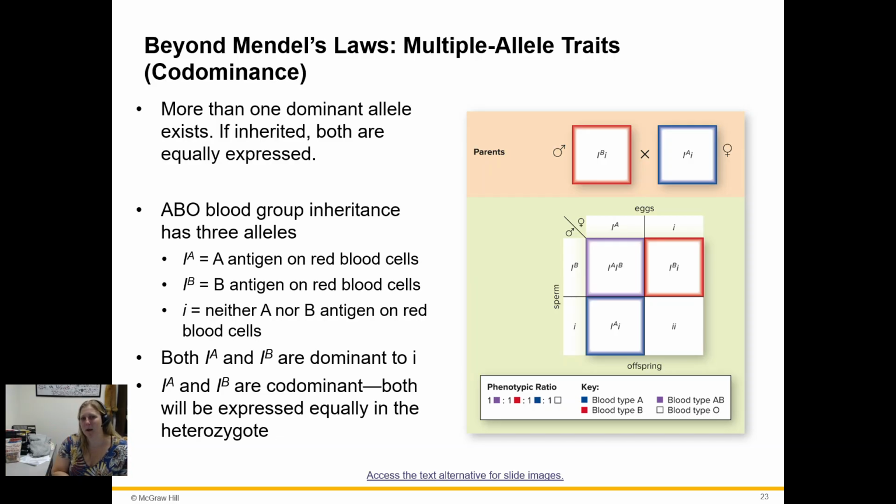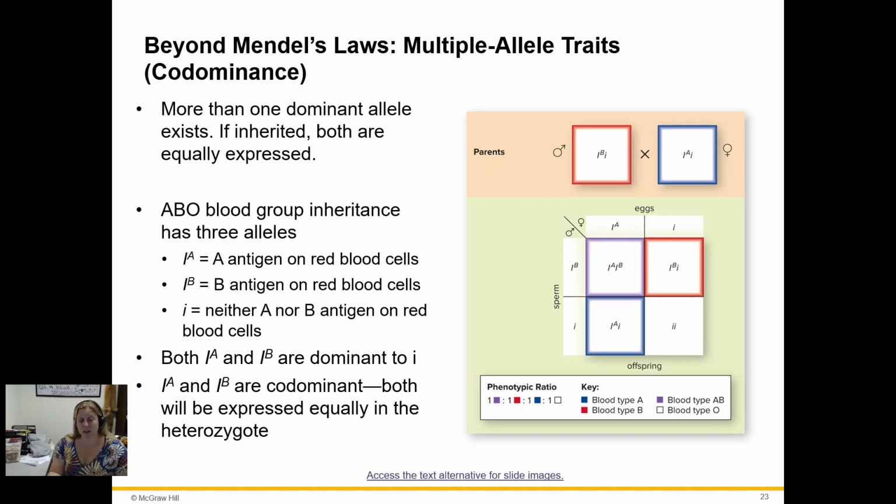I am AB positive, which means that I have the A antigen and the B antigen on my red blood cells, and that means that both of those are equally expressed in my body. It also means that I'm the universal receiver, so I can get O blood, A blood, B blood, AB blood, doesn't really matter. Any of that I am not going to have an issue with.